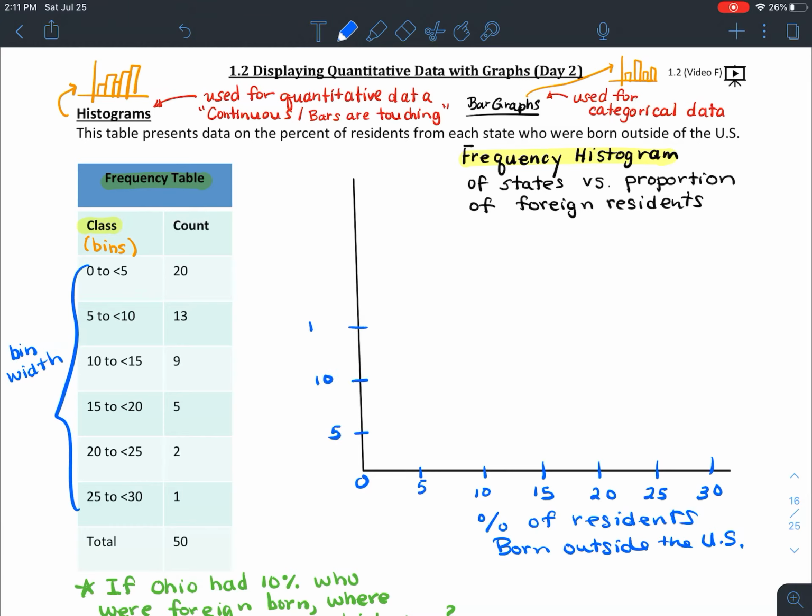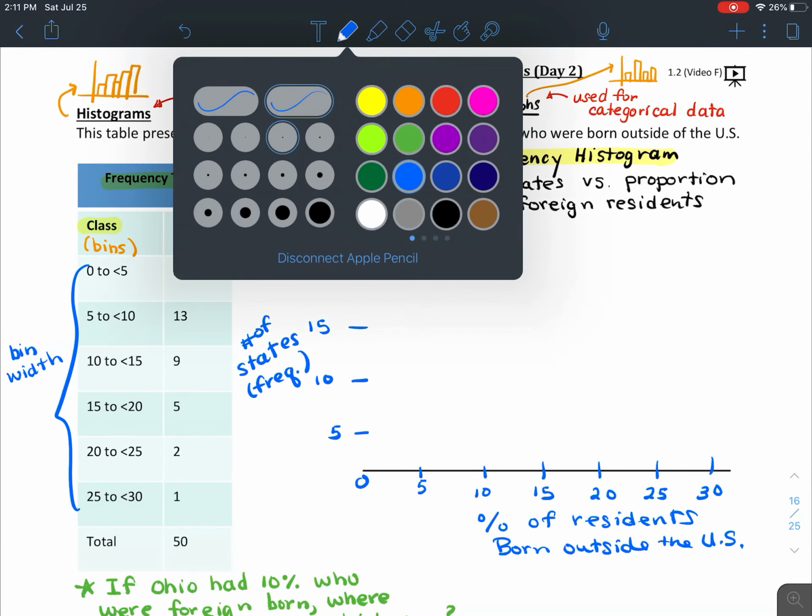And then this, I'm going to go ahead and just mark off counting by 5s here. This is going to be the number of states, which is the frequency, okay? So, let me just space this a little bit better.